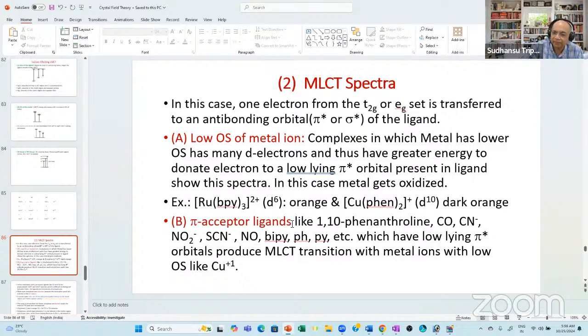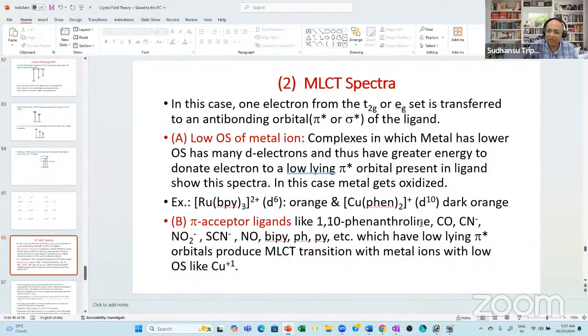So the ligand should be a pi acceptor, so that it has an antibonding orbital of higher energy, but low lying, so that it will go from the t2g or eg of the metal ion to the pi star easily. Low lying means it's not that it is lower than this. It's not a high energy pi star, but low lying means the difference will be small, so that the energy required falls in the visible region, so that we can expect a color.